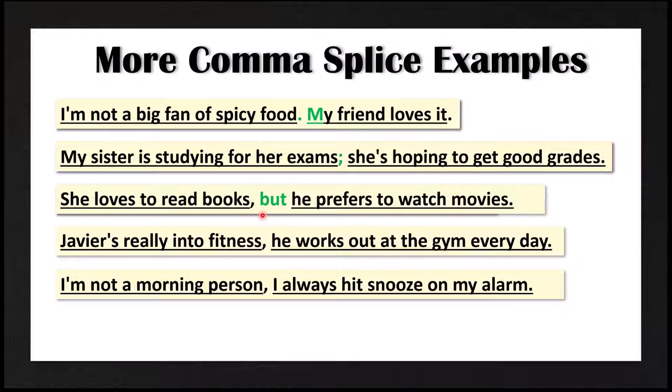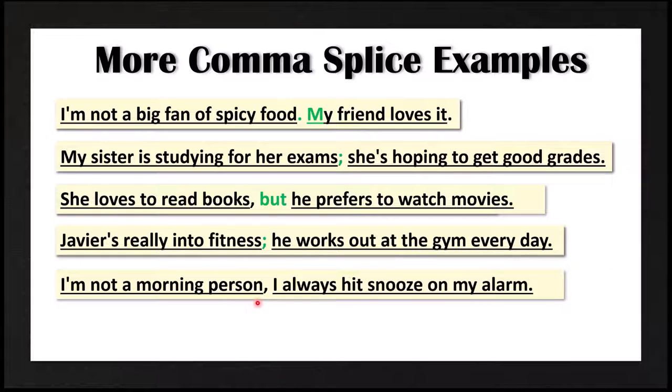She loves to read books, but he prefers to watch movies. So now, in addition to the comma, we've added a coordinating conjunction, and this is correct. Javier is really into fitness, semicolon. He works out at the gym every day.